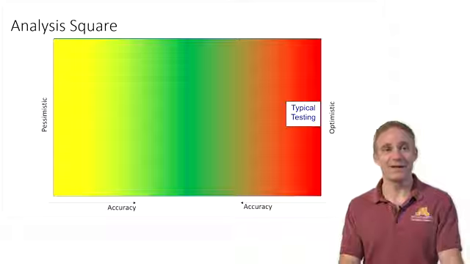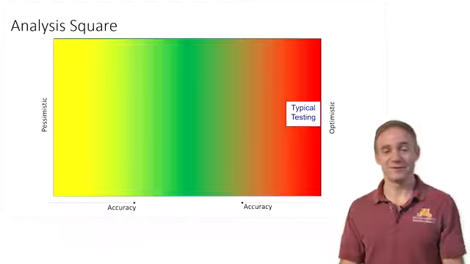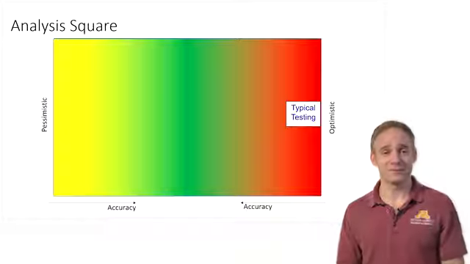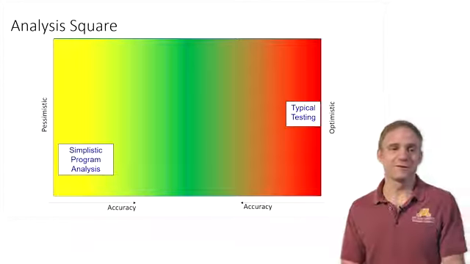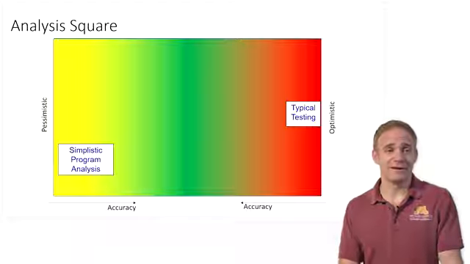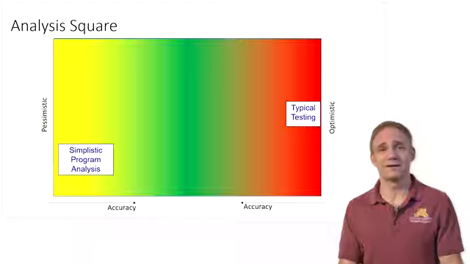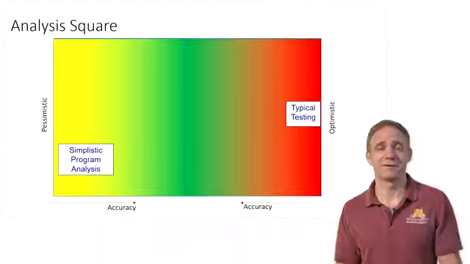On the other side, we have pessimistic analyses. So pessimistic analyses are those that say the system is broken when in fact it works correctly. So we have simplistic program analyses that we can perform, like lint. And oftentimes it'll give us lots and lots of warnings. And most of those warnings may not actually matter for our program.